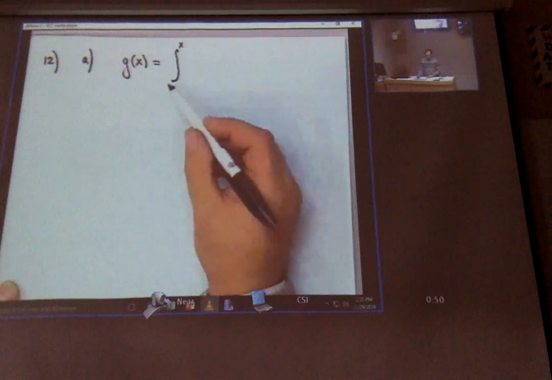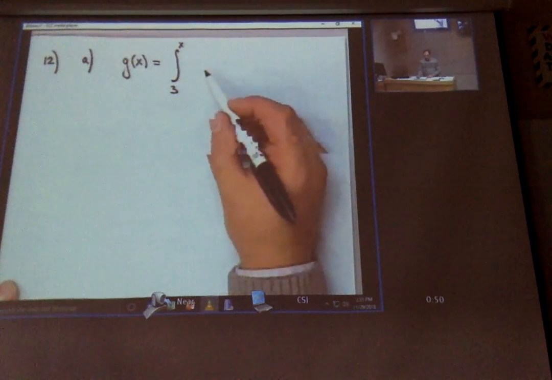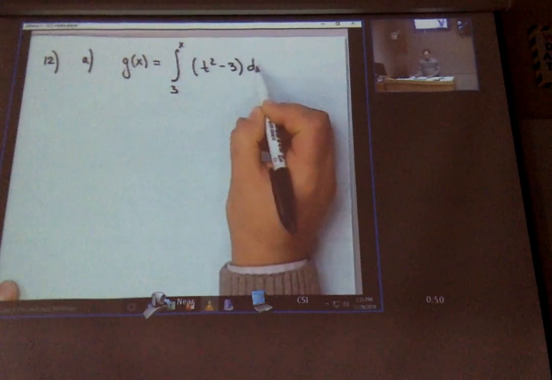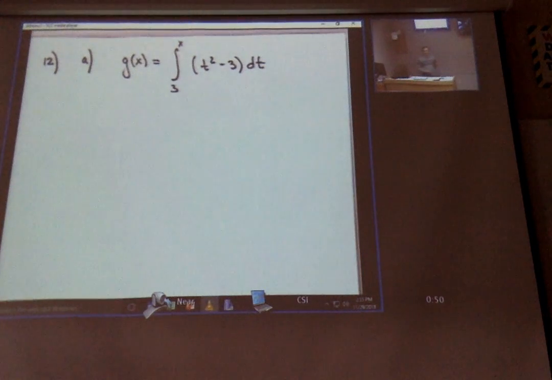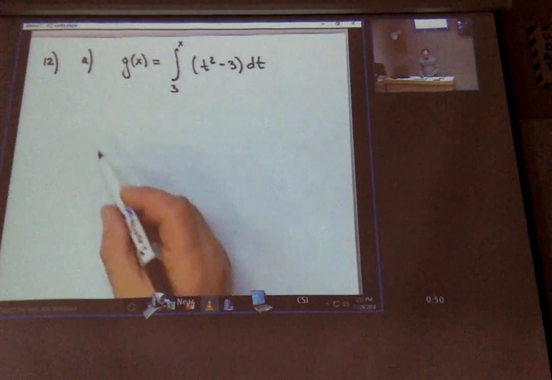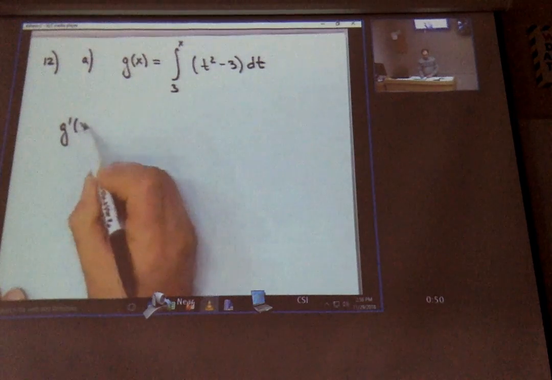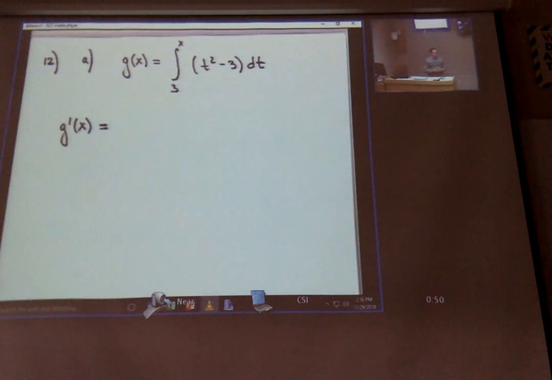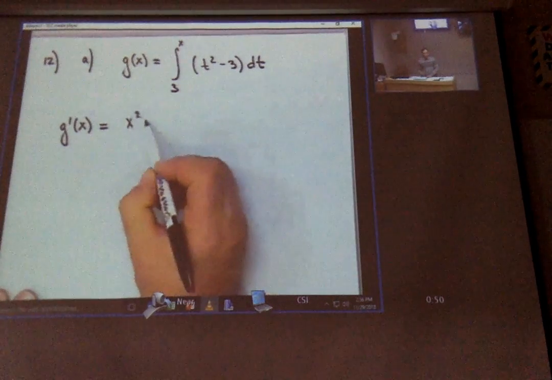g of x equals the integral from 3 to x. I don't know if you remember the theorem overall, but the first theorem does not solve anything. It just makes the connection between the integral and the antiderivative. That's all. The question here is to find the derivative of this function. Do you remember how we did this? Basically, the theorem says take that x and substitute into your function. So it will be x squared minus 3, and that's it, no plus c's.